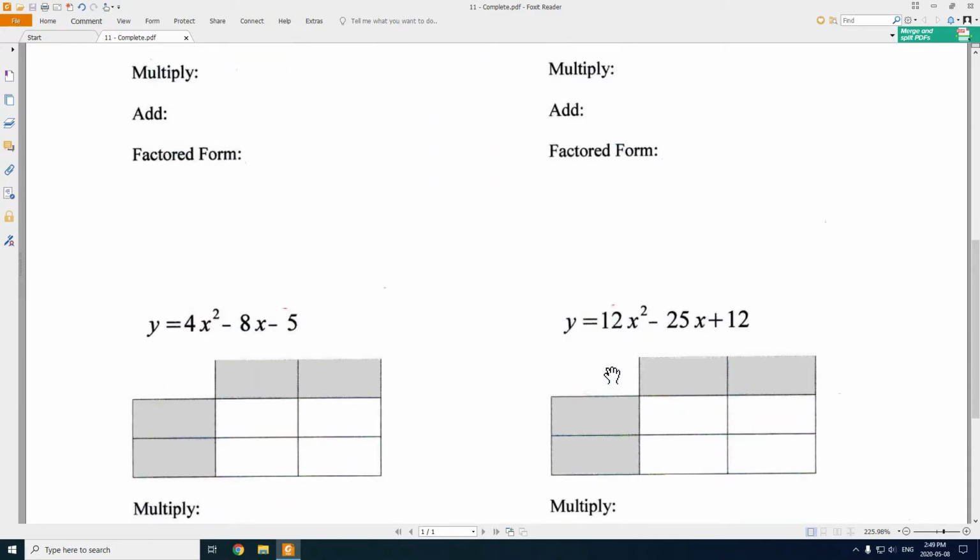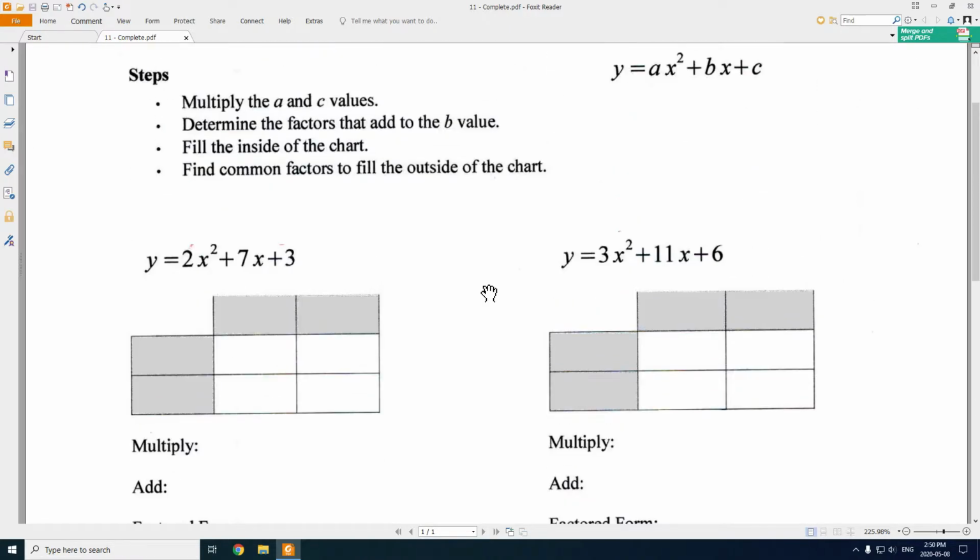But what if my first number is 12x squared? Well, now we end up with a lot of different possibilities, because if I wanted my first terms to multiply to give 12x squared, it could be 12x times x. It could be 3x times 4x. It could be 6x times 2x. And that's only the first term of my brackets. I also have options for the second terms.